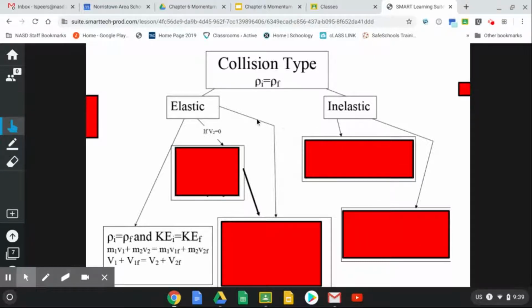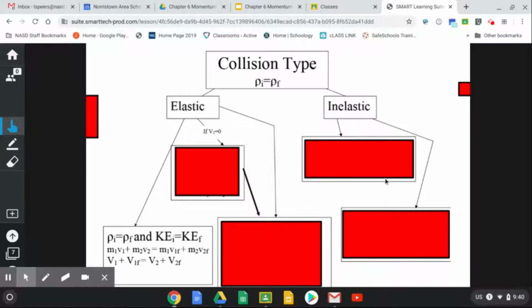There are very few truly elastic collisions. Some are pretty close, but it's very hard to have a truly elastic collision where you don't hear it and the objects don't change shape. They may return to their original shape, but there's still some deforming during the collision. So there will be a couple times where we assume it's an elastic collision because it's close to elastic, but there are very few that truly are.